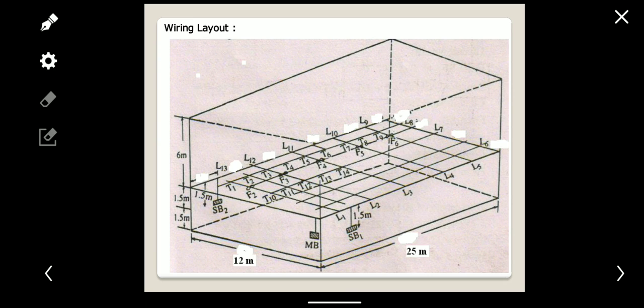Then this is the wiring diagram, how to calculate. This is not a wiring diagram, this is the isometric view of the given plan. So these are the main switch, sub-circuit board 2, then switchboard 2. So this is the wiring diagram.